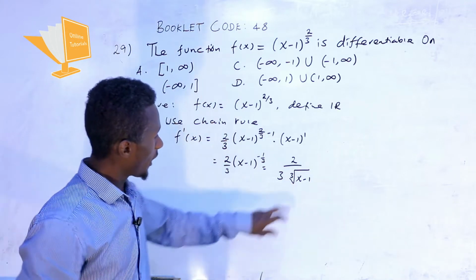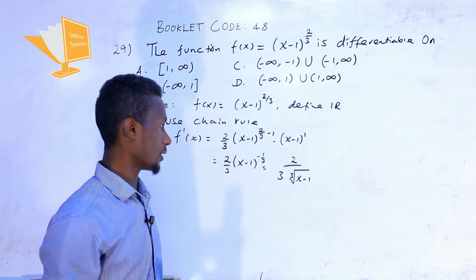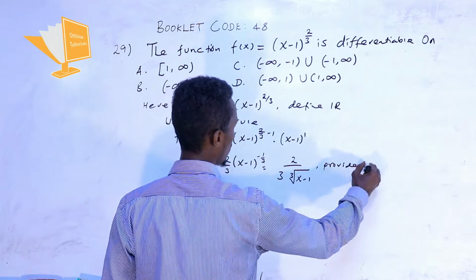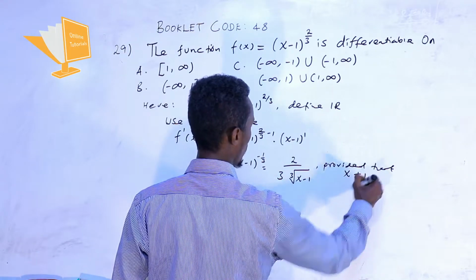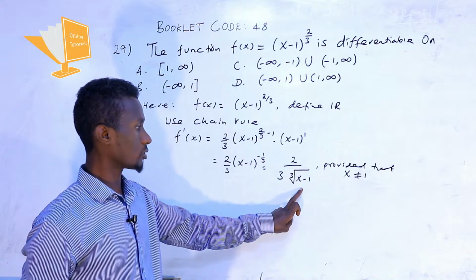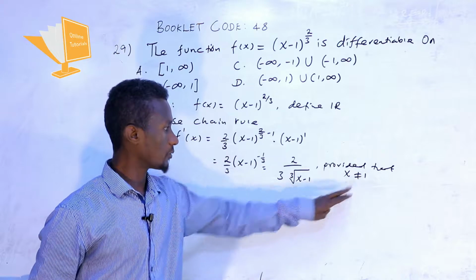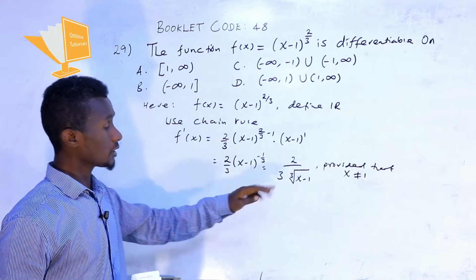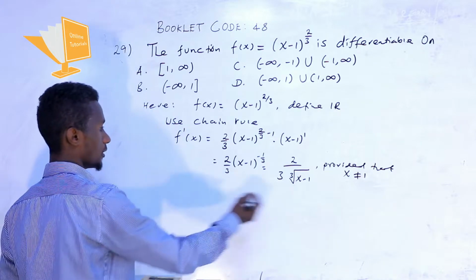Now this function is defined only when x must be different from 1, provided that x must be different from 1. If x is 1, the denominator becomes 0, so the function is undefined. So x must be different from 1. To determine the interval of differentiation we use the real numbers.